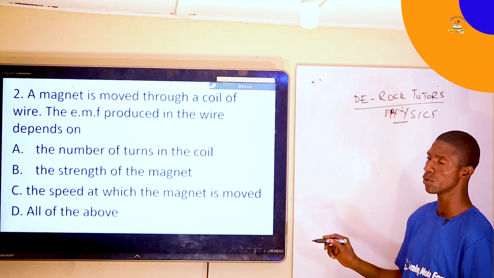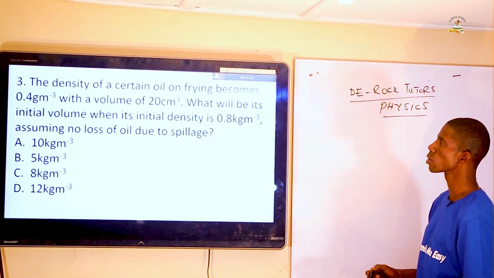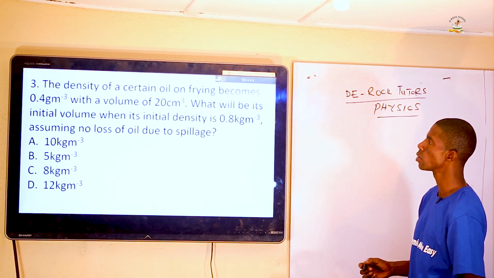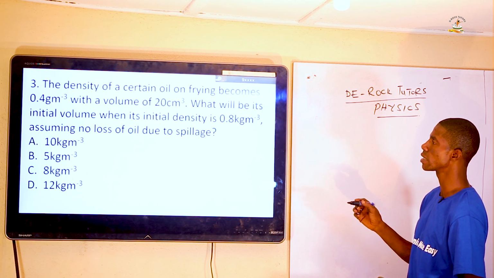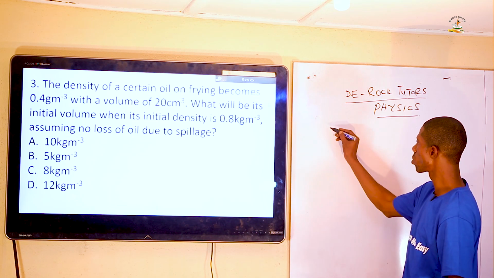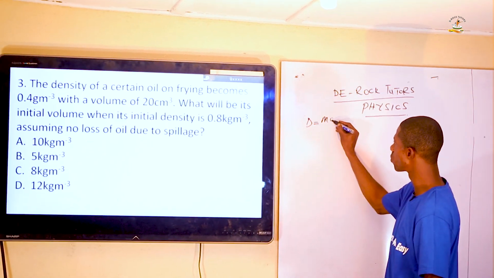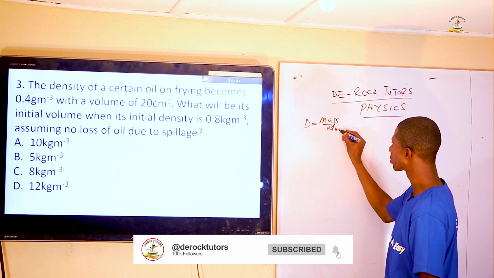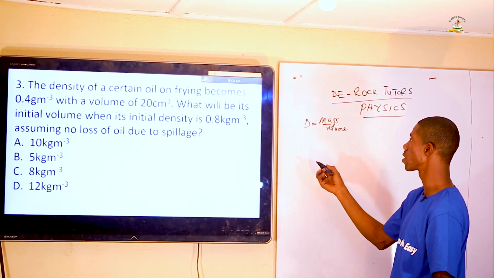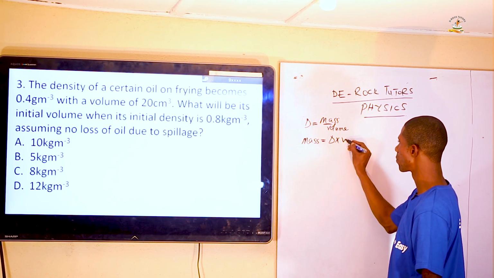the magnet is moved. For question number 3, the density of a certain oil on frying becomes 0.4 gram per centimeter cube with a volume of 20 centimeter cube. What will be its initial volume when its initial density is 0.8, assuming no loss of oil due to spillage? So what we have to do here, we apply the formula of density equals mass over volume. In the question, we don't need mass because mass was not given or even mentioned. We make mass the subject of the formula. So in that case, we have density multiplied by volume.